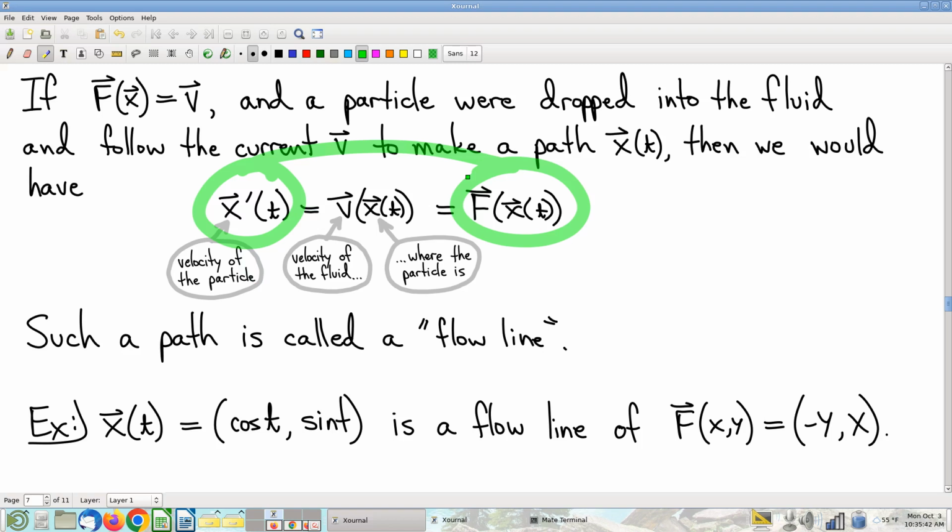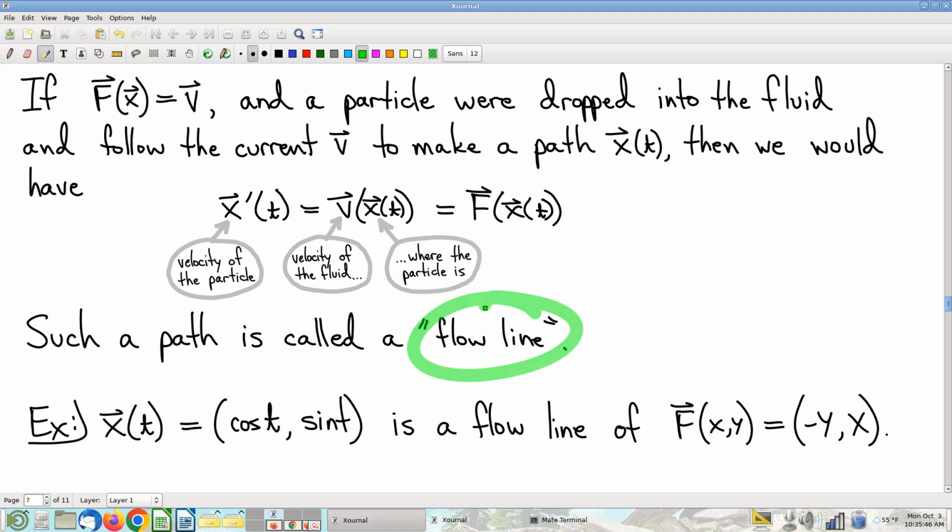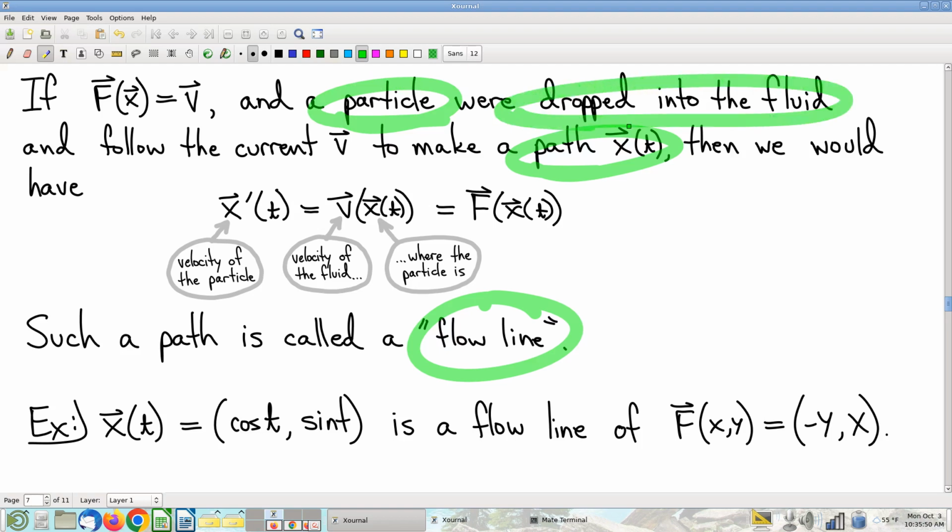But the most important thing to understand is what a flow line is. A flow line is just the path followed by a particle that's dropped into the fluid. It's the big idea. Everybody good?